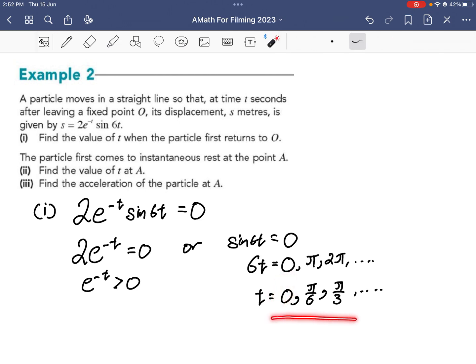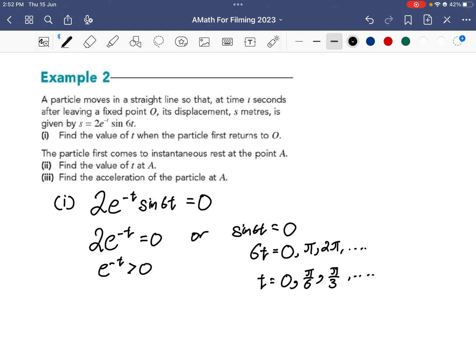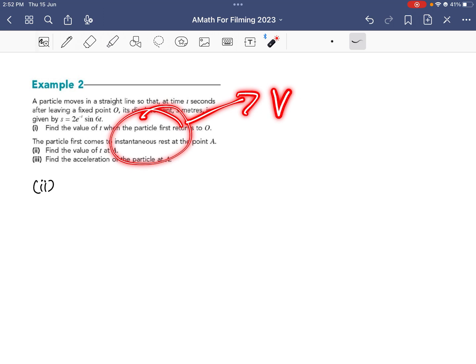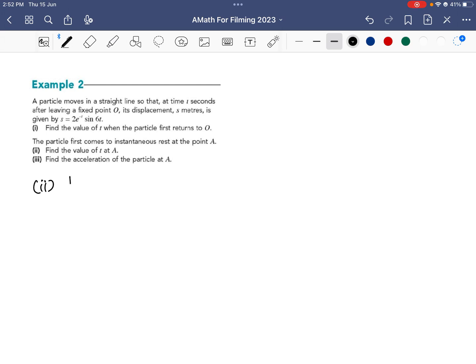So t equals 0 is where it started. Then after that, it moves and comes back. At what time does it return to the origin? It returns to the origin at pi over 6 seconds. Hence, for part 1, it first returns at t equals pi over 6. For part 2, the particle first comes to instantaneous rest. You have to learn to identify these terms. Instantaneous rest means that v is equal to 0.